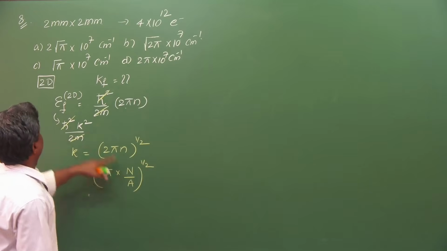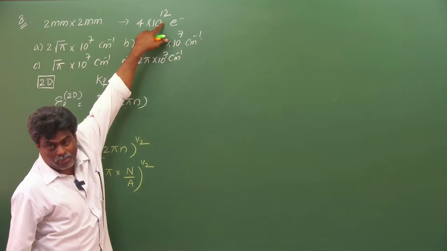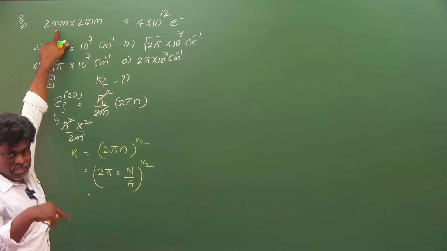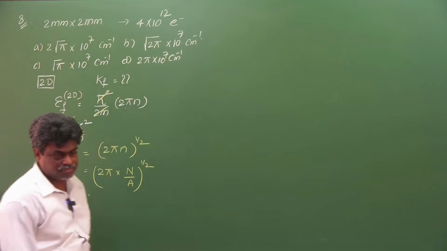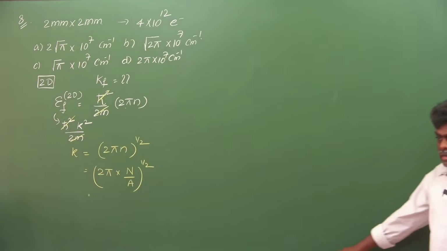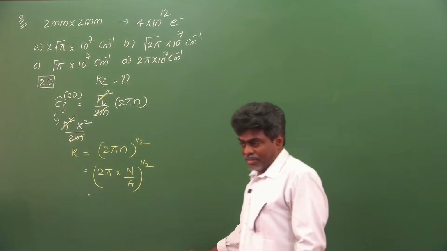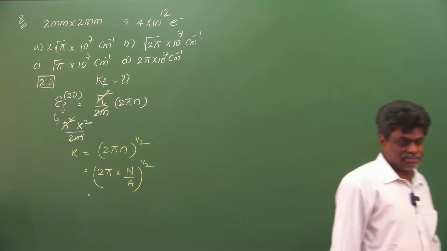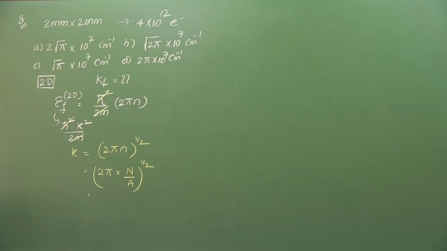N is given as 4 into 10 to the power of 12 and the area is in millimeter. So please convert into meters. Millimeter, how many meters? 10 to the power of minus 3. 10 to the power of minus 3 into 10 to the power of minus 3 is 10 to the power of minus 6, and inverse of that gives 10 to the power of plus 6.